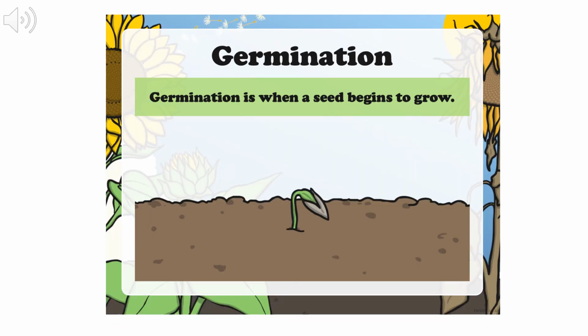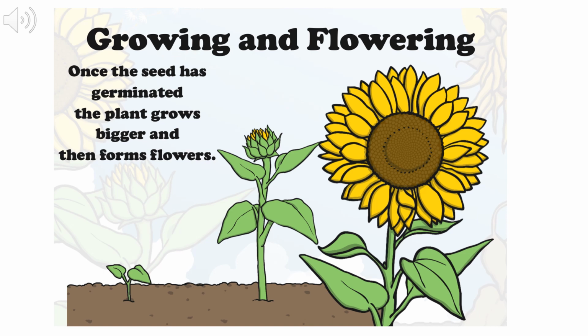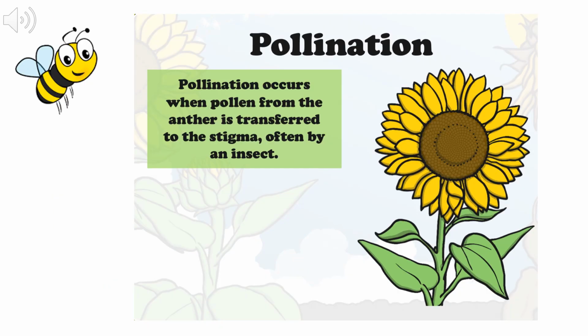Okay, so the first stage of the journey is germination. Germination is when a seed begins to grow. Stage 2, growing and flowering. Once the seed has germinated, the plant grows bigger and then forms a flower. The third stage of the journey is pollination. Pollination occurs when pollen from the anther is transferred to the stigma, often by an insect.